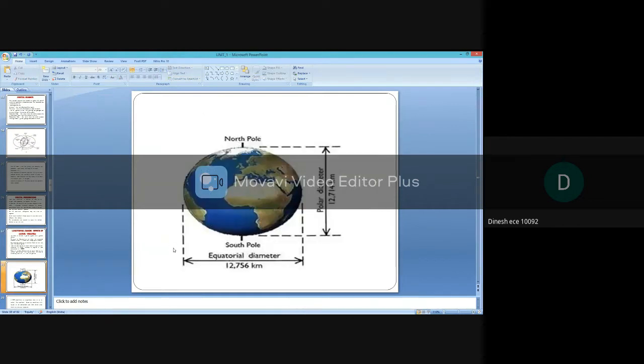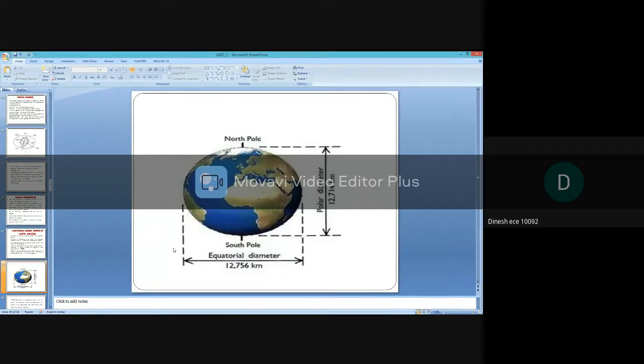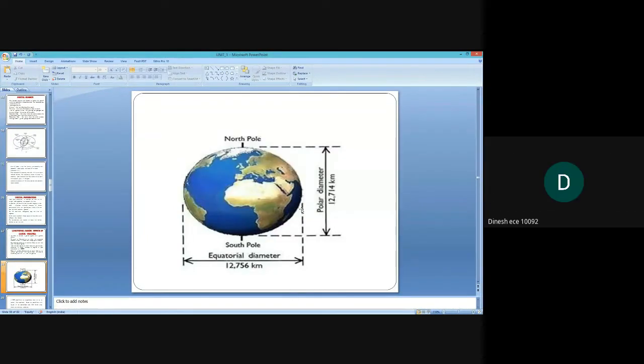You can see the equatorial diameter is around 12,756 kilometers, which is measured at this place. From here to here, you can see the globe. The equatorial, you can see the diagram.